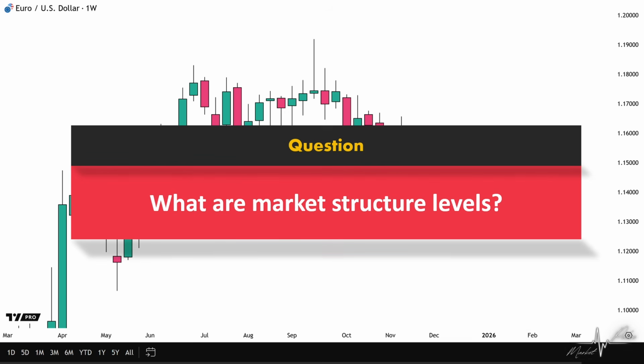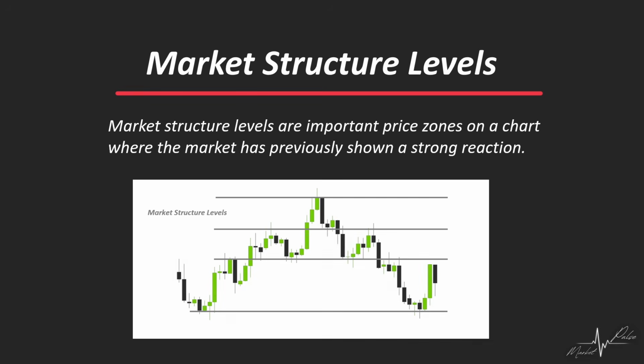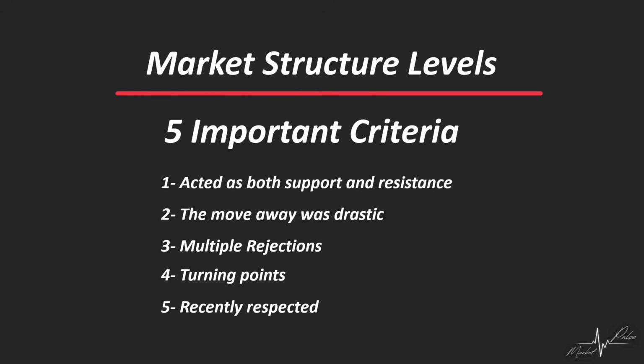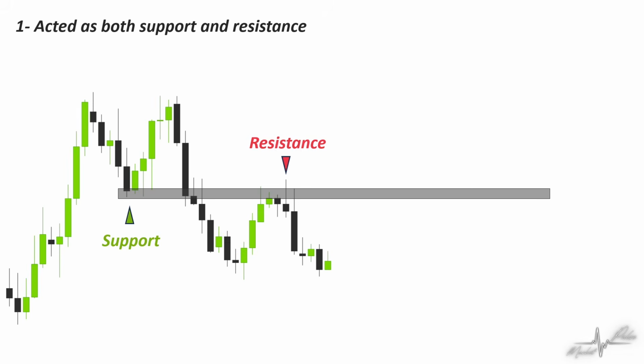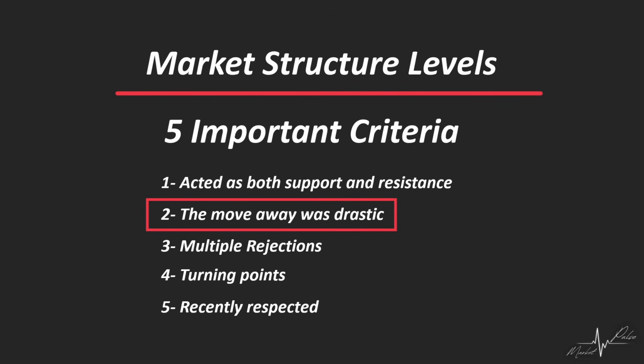But what exactly are market structure levels? They're key areas on the chart where price has previously reacted strongly. Technically, every reaction could be considered a structure level, but not all levels are created equal. So here are 5 key criteria that define a strong level. Number 1. It has acted as both support and resistance. When a level has flipped between support and resistance, it becomes more significant and increases the chances of a strong reaction.